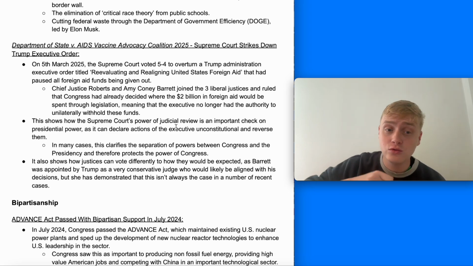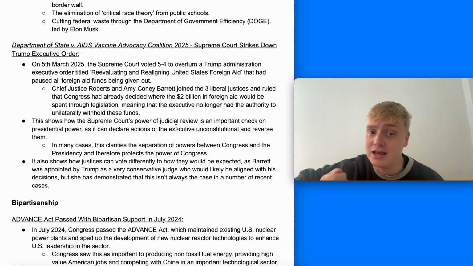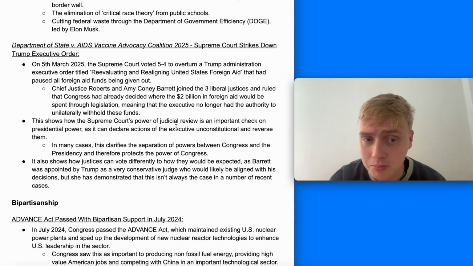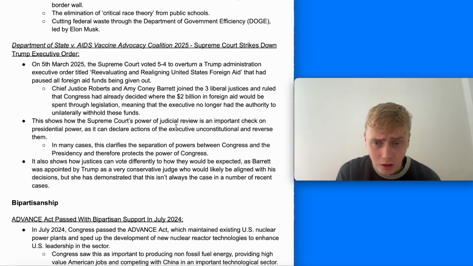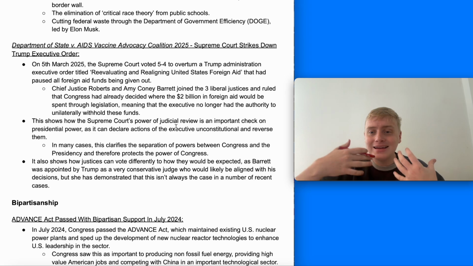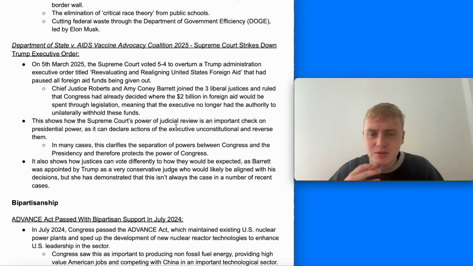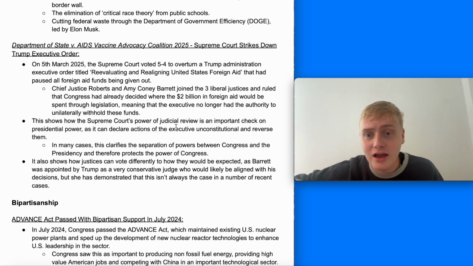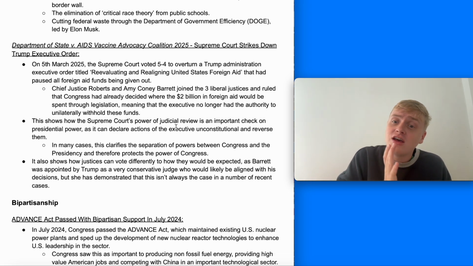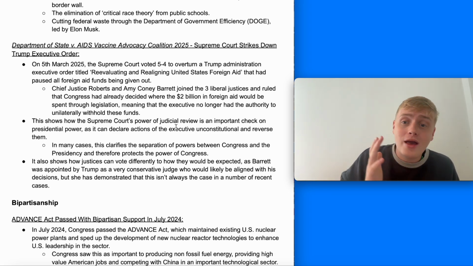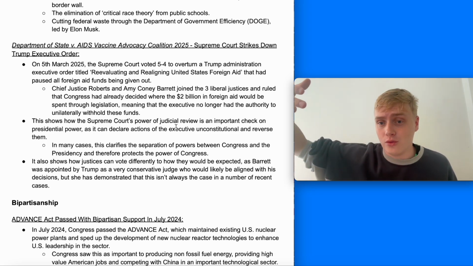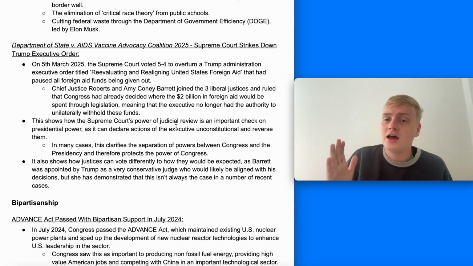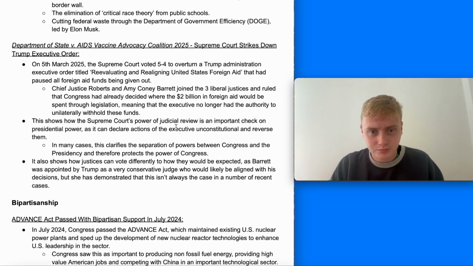Crucially, really interestingly, it also shows how justices can vote differently to how they would be expected, as Barrett was appointed by Trump as a very conservative judge in his first term. But it's becoming quite clear in the past year there have been a number of decisions where she hasn't completely aligned with the other conservative justices, and potentially is prepared to go away from Trump's views or strong conservative views and be a bit more moderate in her rulings, and this is a really good example of that.